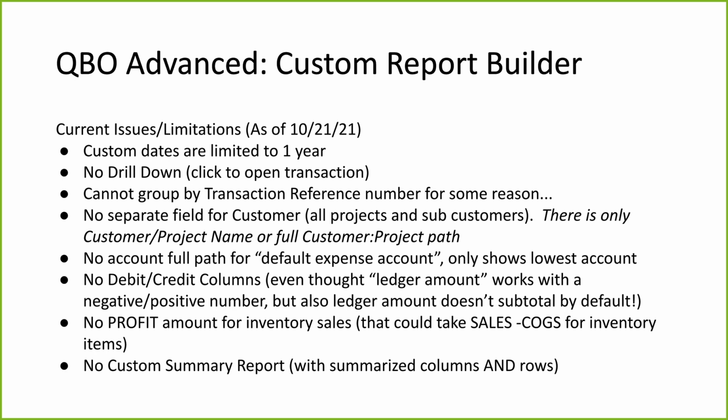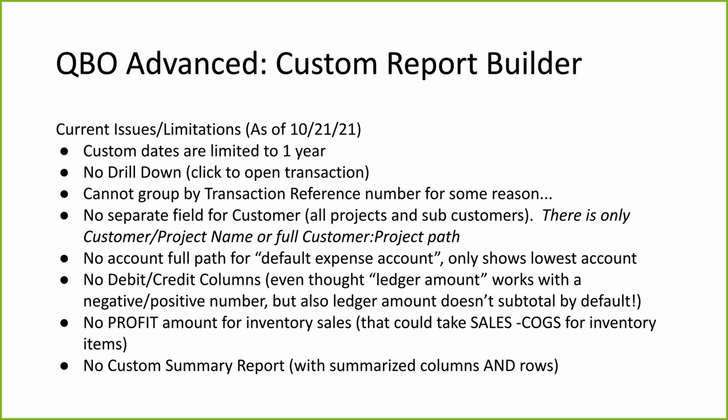So if you have a sub-account, let's say you have office expenses, sub-account supplies, the only thing that you will see is supplies. You're not going to see office expenses and supplies separately. So you can't pivot stuff, particularly with the new default expense account. I need to be able to pivot stuff that's missing. That needs to be added ASAP.